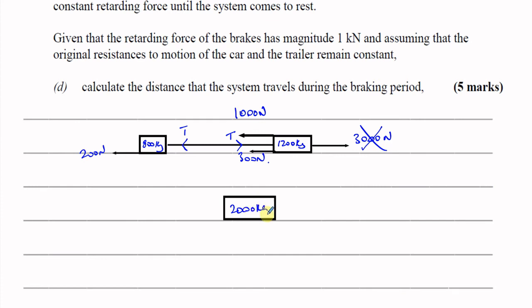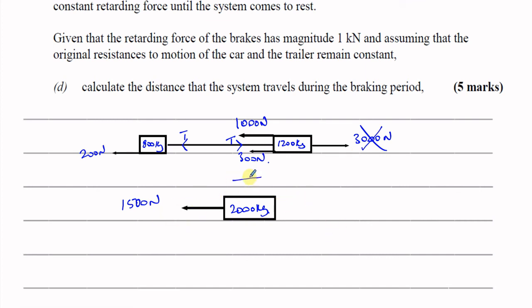And I'll take the total resistances to motion, the total forces that are slowing it down, which are going to be 1,000 newtons. It's not the thrust, it's basically the braking force. Plus the two resistances to motion, 200 plus 300 is 500, plus 1,000, that's 1,500 newtons acting to slow it down. There's no driving force anymore. That's gone. So these are the only forces acting upon this.